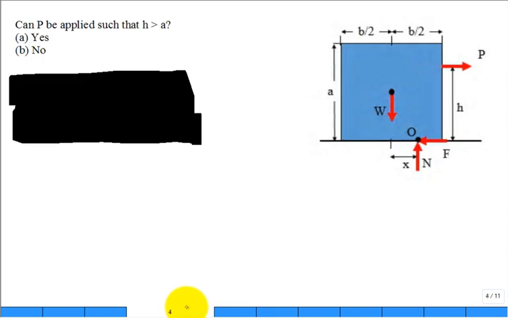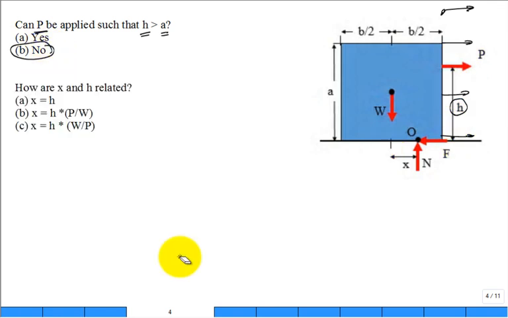Simple questions. Can the load P be applied such that h is greater than a? Yes or no? No, that doesn't make any sense. It would be applied up here in the air. No, it has to be applied somewhere along the block. What could be the maximum value for h? A. Yeah, it's good. It could go from 0 to a, all the way up.